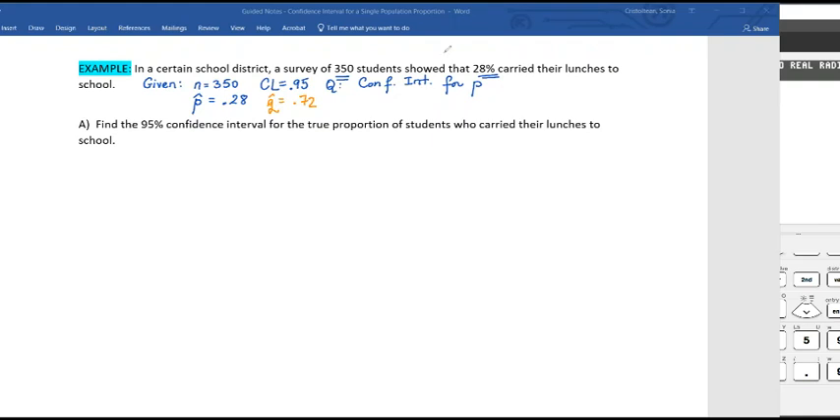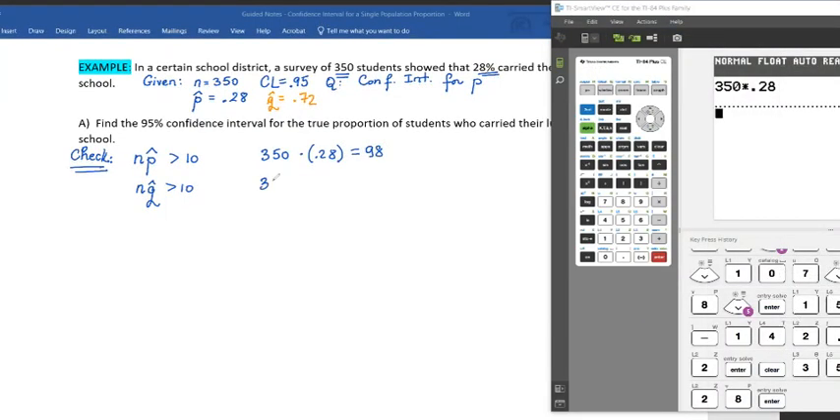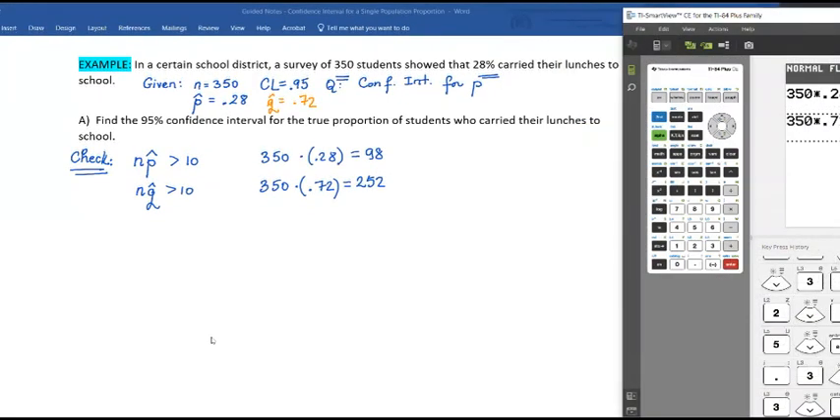Let's first check that the conditions are met. So we will be looking for the number of successes, N times P hat, to be greater than 10. And we will check that N times Q hat is greater than 10. And then we can go ahead and apply the formula to answer the question. So let's check. N times P hat is 350 times 0.28, and that is 98. And then 350 times 0.72, that will be 252. So both of these numbers are greater than 10. Conditions are met.